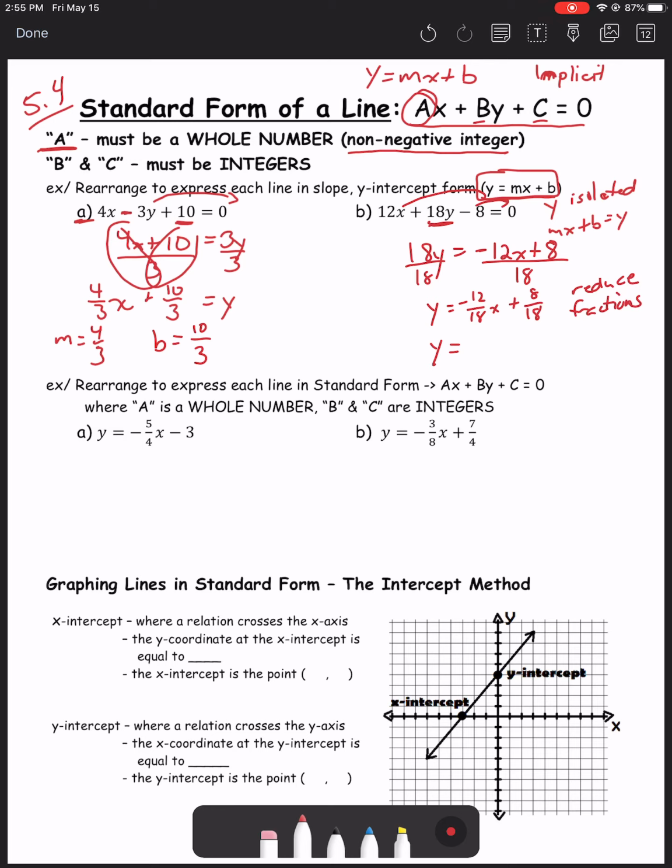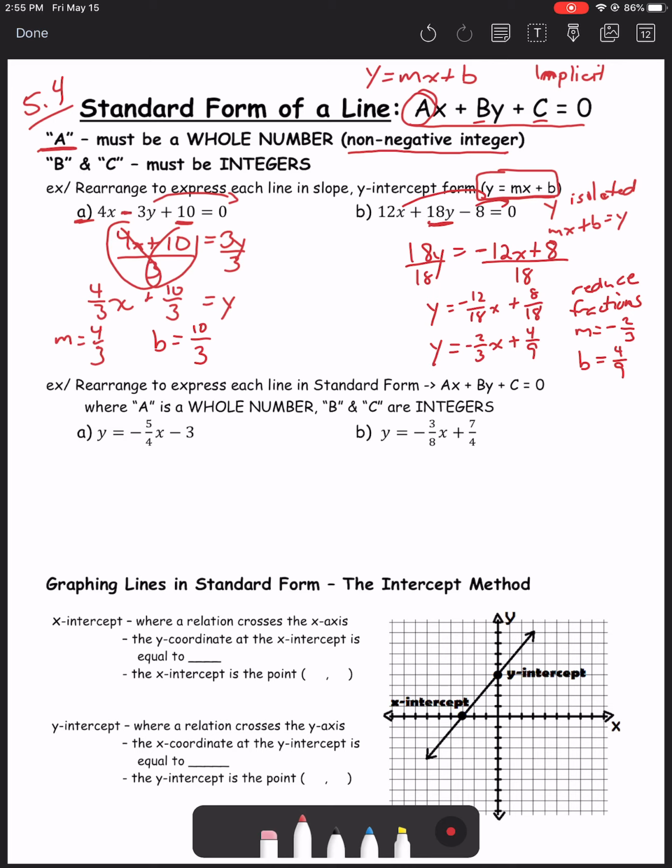And like I said before, in this unit, you cannot convert things to decimals. I want all fractions. So 12 and 18 are both divisible by 6, so that's going to be negative 2 over 3x. And then 8 and 18 are both divisible by 2, so that'll be 4 over 9. So therefore, the slope of this straight line is negative 2/3, and the y-intercept for this straight line is 4/9. Okay? So that's how you go.